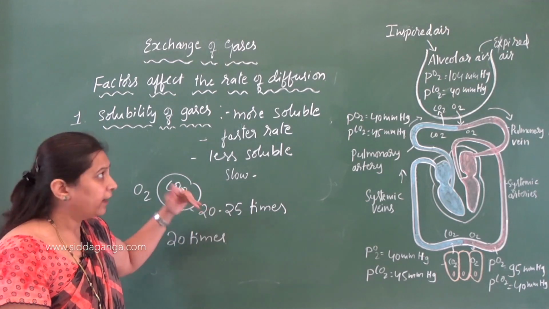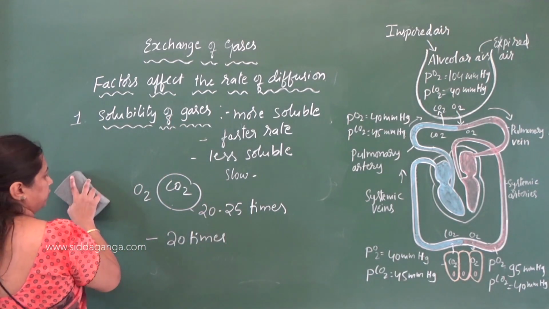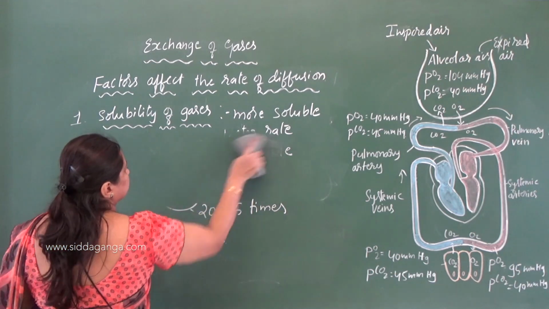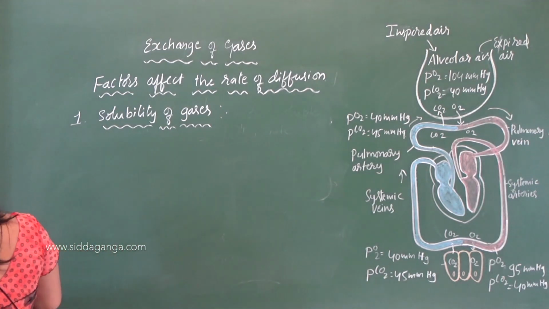Understood clearly? Then one more factor which affects the rate of diffusion is partial pressure.